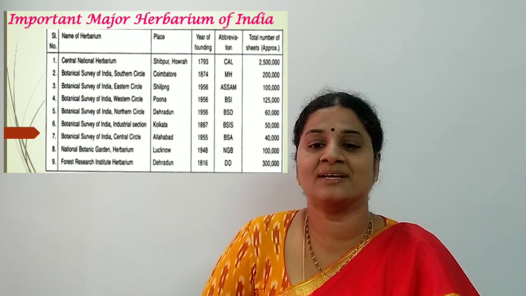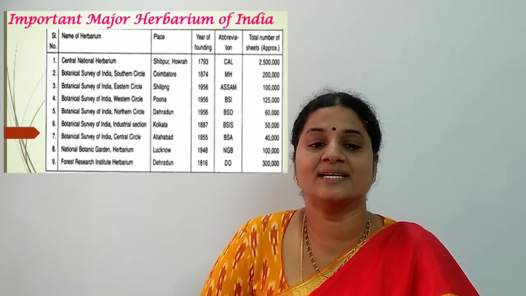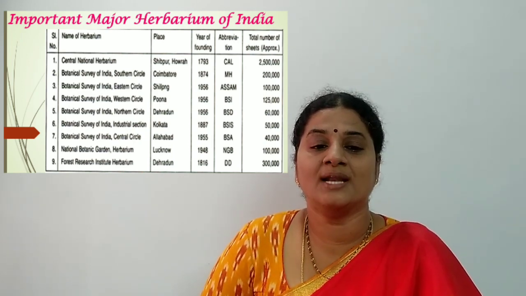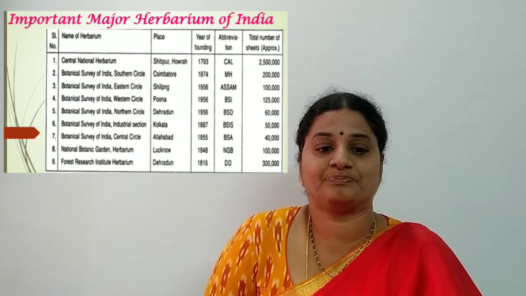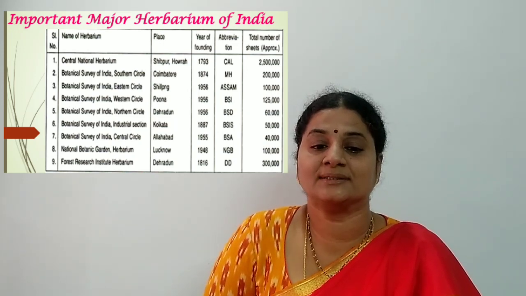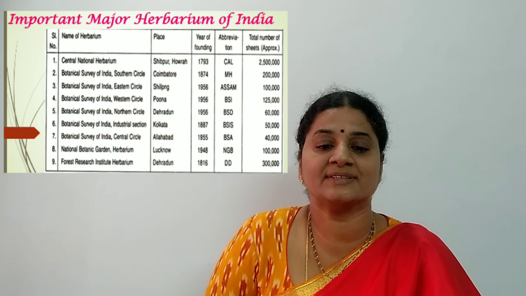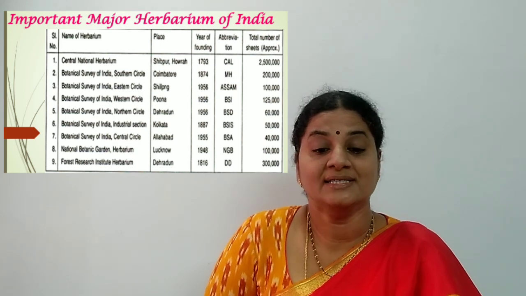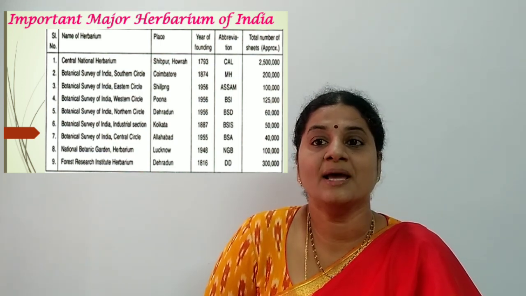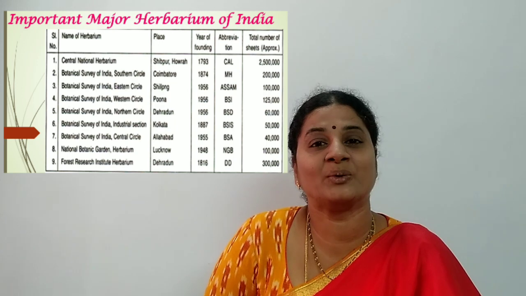Now we'll see the famous herbaria of India. I have given them in a table, with when each was established and the total number of specimens it has. The Central National Herbarium is the oldest herbarium established in India, by Roxburgh. Then the Botanical Survey of India, Southern Circle; Northern Circle; Eastern and Western Circle; Industrial Section; and Central Circle. We have almost 7 Botanical Survey of India branches, which cover the entire biodiversity of our India.